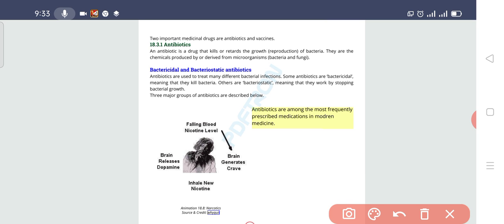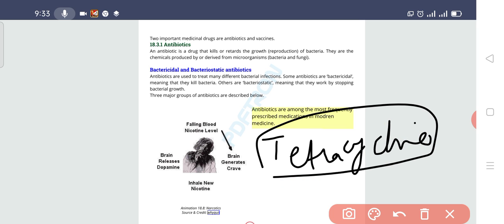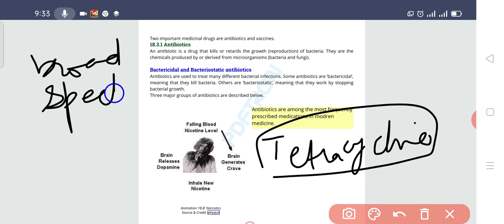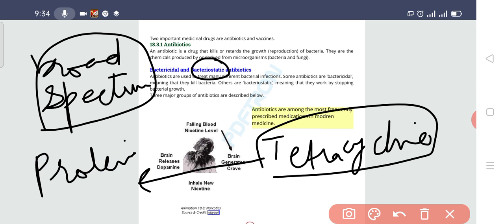The next example of an antibiotic which is given in your book is tetracycline. The tetracycline is a very good antibiotic and it is also called broad spectrum. What is the meaning of broad spectrum? The broad spectrum means that it is killing a broad variety of bacteria. It is also a bacteriostatic antibiotic. It is inhibiting the growth of the bacteria because it does not let the bacteria make proteins. So obviously when there would be no protein, there would be no growth of the bacteria.